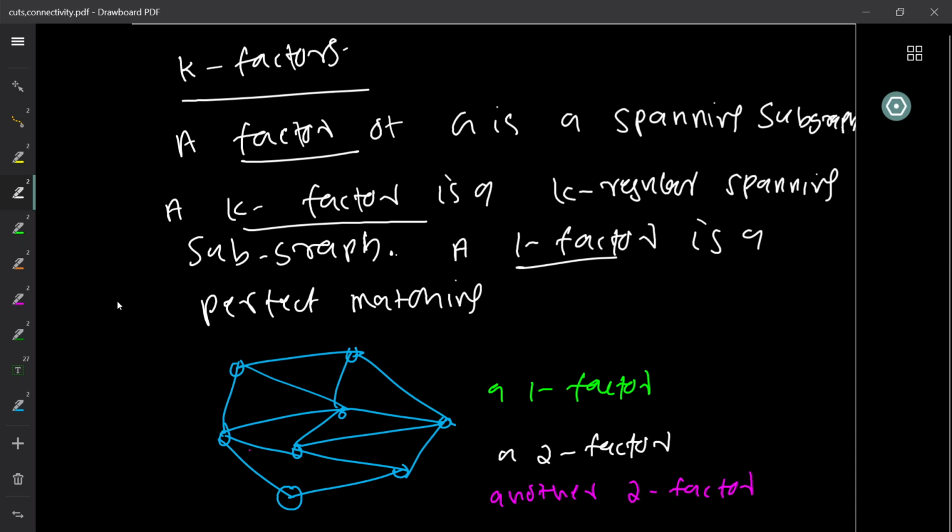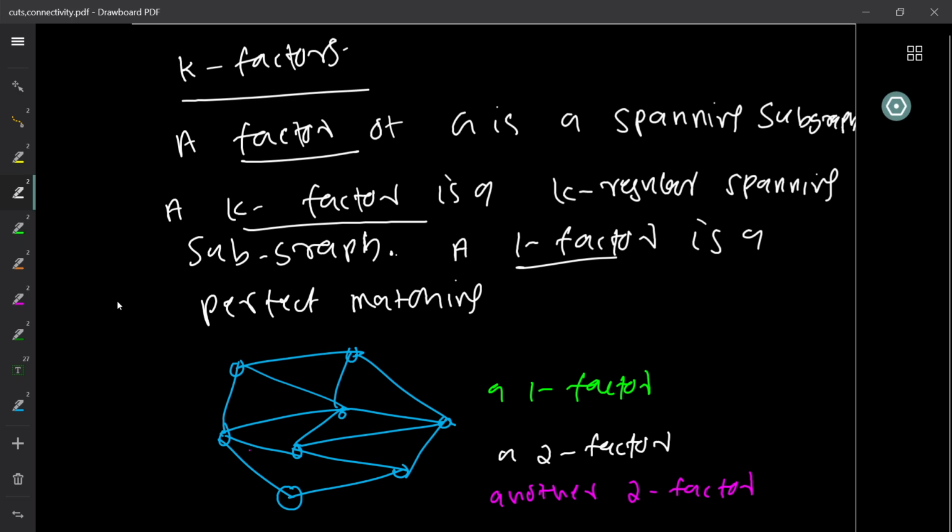A factor of a graph is basically a spanning subgraph. If the spanning subgraph is a regular graph, then we say it's a k-factor if the regularity is k, all the vertices have degree k. So a k-factor is basically a k-regular spanning subgraph. And a one-factor therefore is basically a perfect matching because it must be spanning and every vertex must have degree 1 in the subgraph. So only a perfect matching will have this property.